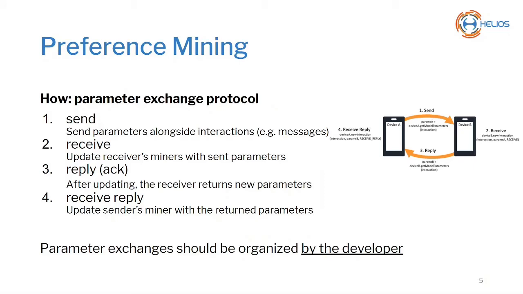We now overview the parameter exchange protocol followed by the Social Graph Mining module. As a first step, when an interaction is sent to another user, certain parameters need to be sent along. These are used by the receiver to update their preference mining algorithms. Then, the receiver of the interaction returns new parameters to the sender, for example with the same timing as communication acknowledgement. Finally, the sender's preference mining algorithms are updated with the returned parameters.